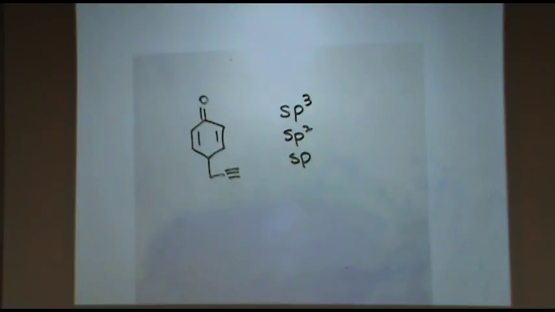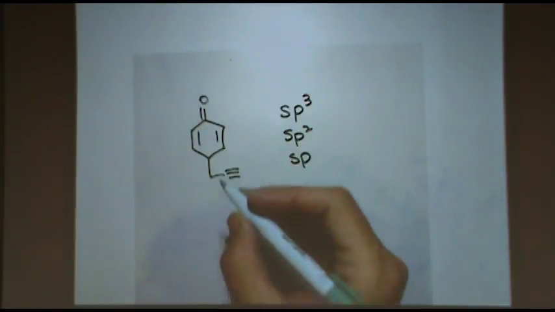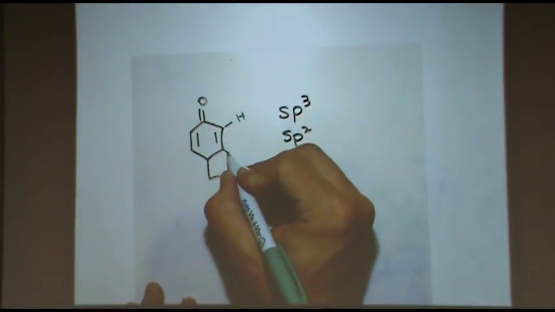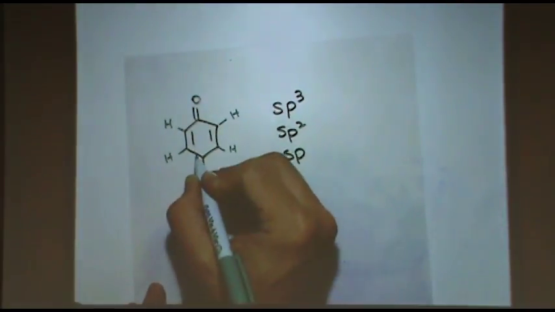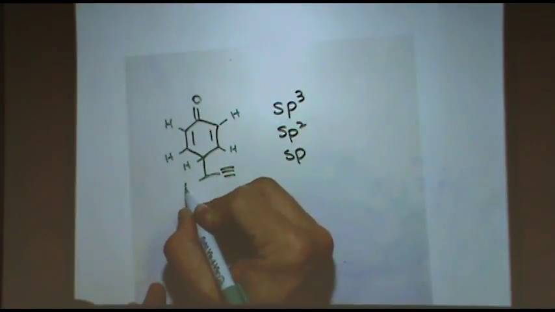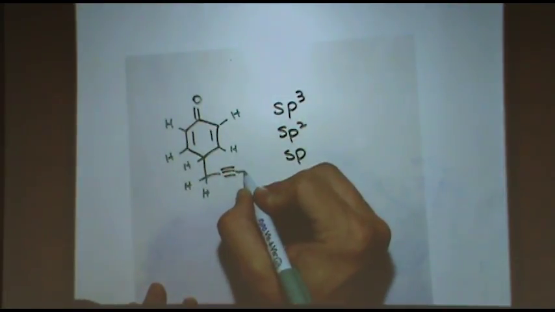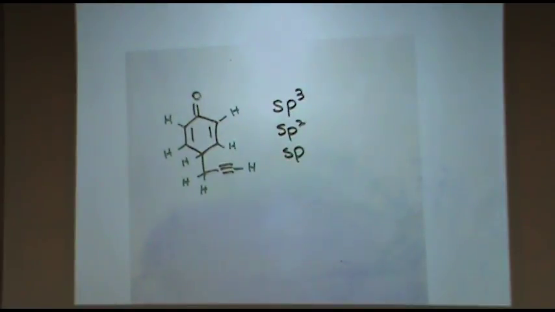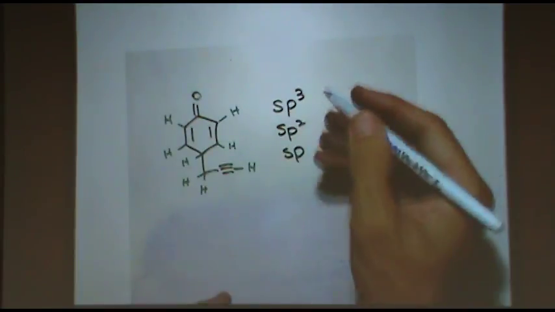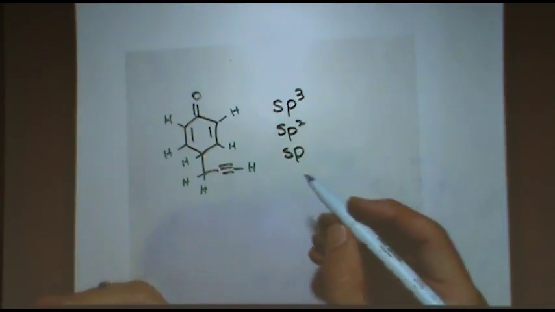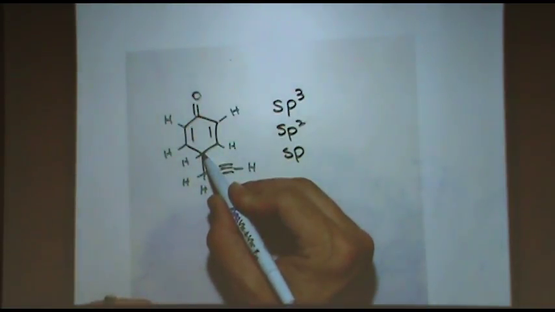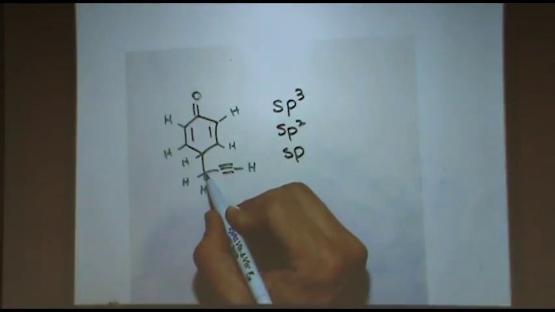Okay, so I'll let you work on it a little bit, and while you're working on it, I'll draw in all the undrawn hydrogens in green. Okay. How many sp3 hybridized carbons are there? We got more than one. There's one here and one here. That's all I see, so 2.